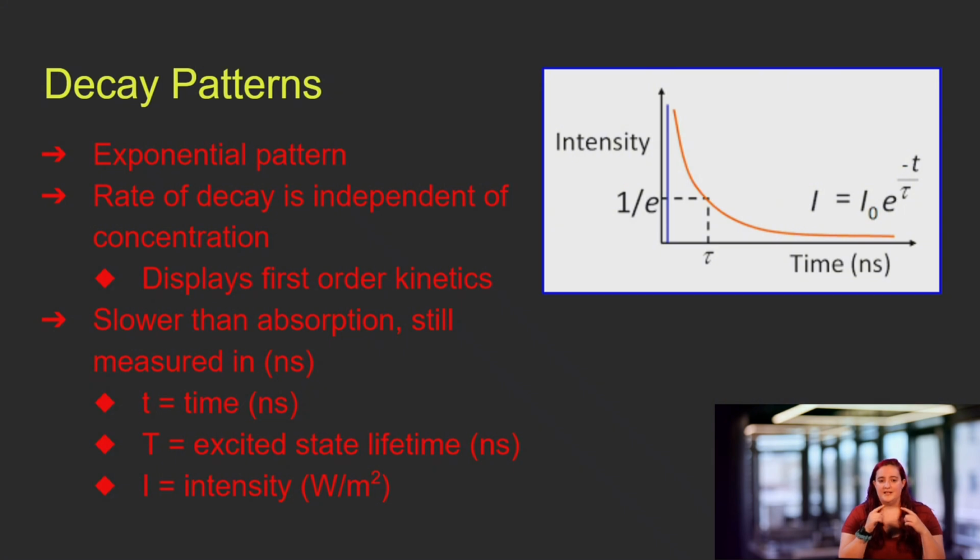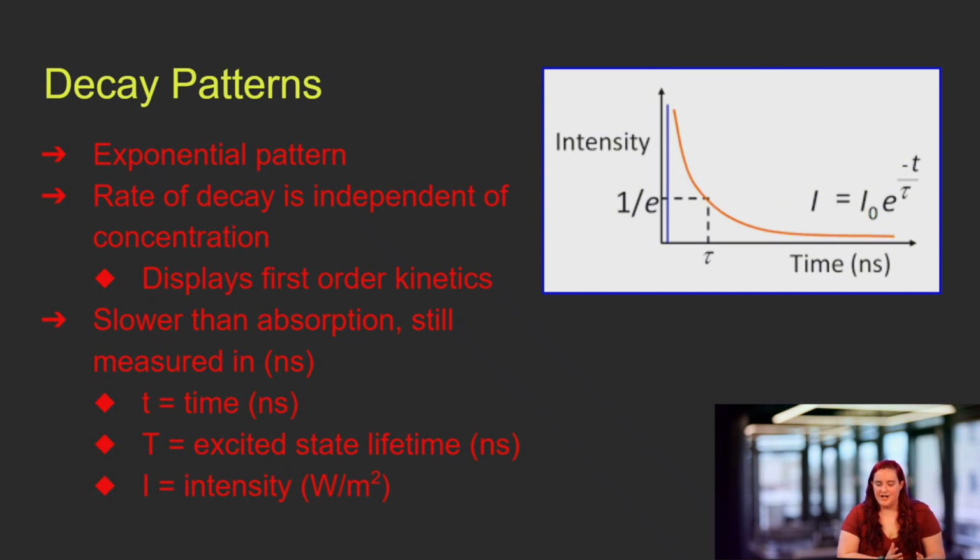The rate of decay, as you can see, is independent from the concentration. There's no factor for it. You can have one molecule or a million. It's not going to really make much of a difference as to how the decay happens. This means that it does display first order kinetics as well. So this process is still slower than the absorption, as I said, but it is measured in nanoseconds. Still a very fast process.